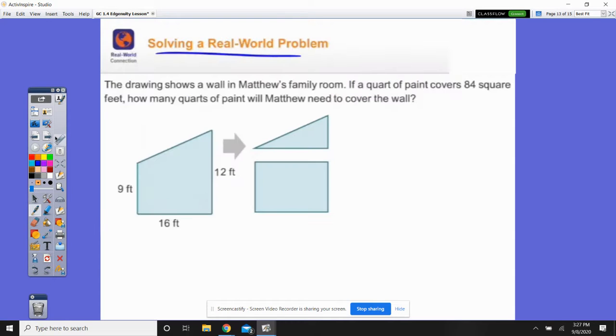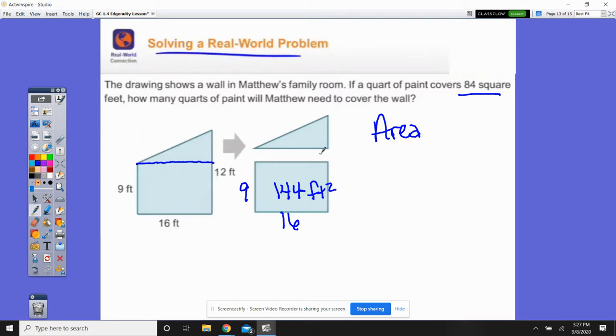Here's a real-world problem. The drawing shows a wall in Matthew's family room. If a quart of paint covers 84 square feet, how many quarts is he going to need to cover the wall? So first, let's find the area. To find the area, we'll cut it right here. It's 9 feet tall and 16 feet wide. You'll take base times height, or 9 times 16, and that gives you 144 feet squared.